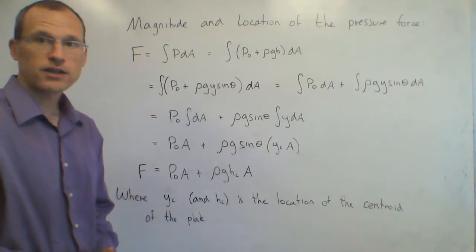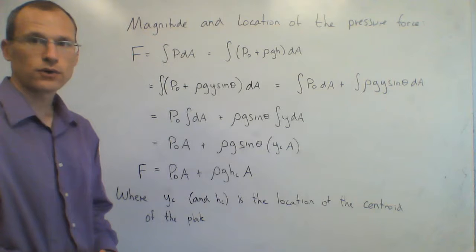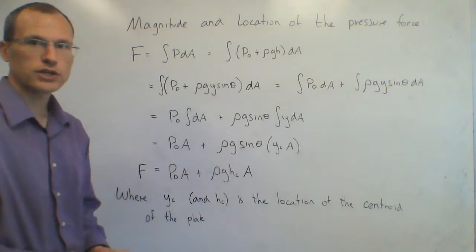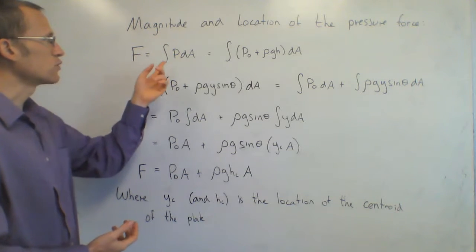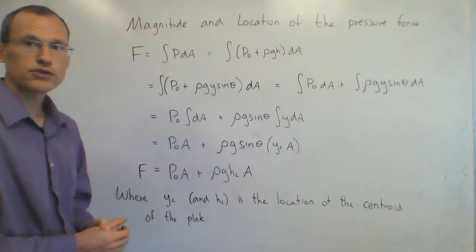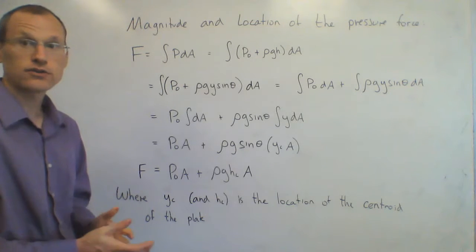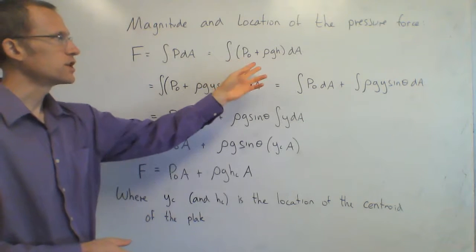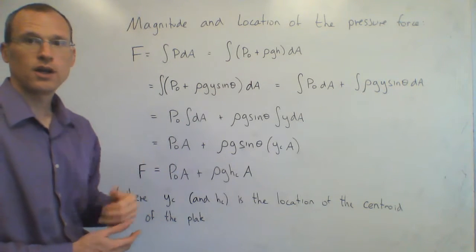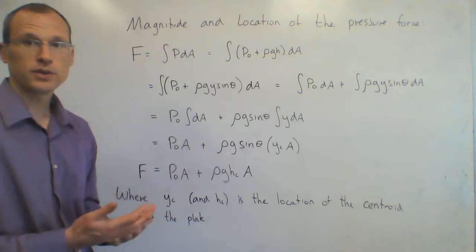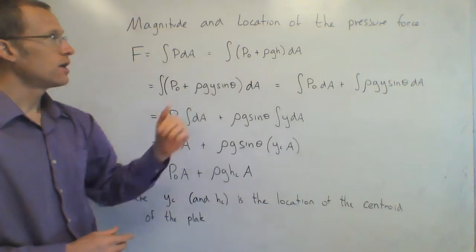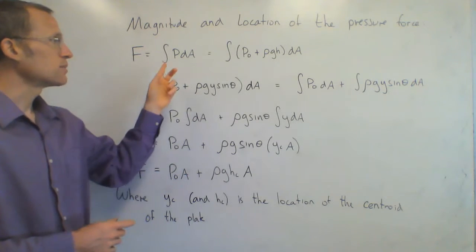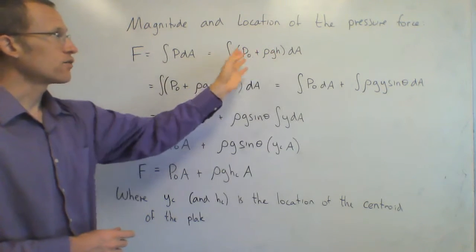So now I want to find the magnitude and location of that total force. So start with the magnitude. Magnitude we get from integrating the pressure over the area. So my force is the integral of pressure dA. Now my pressure is going to come from hydrostatic pressure. So hydrostatic pressure in general can be P0 plus rho g h. So if I have some pressure at the top of my fluid, I have some pressure P0 there. So the total pressure at a certain depth h is P0 plus rho g h. So that's my pressure. And then integrate that over the area.